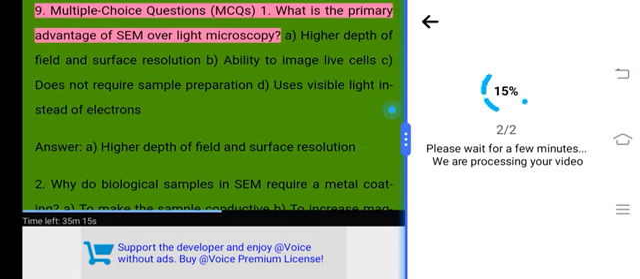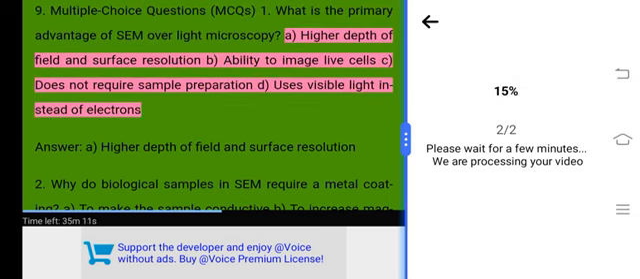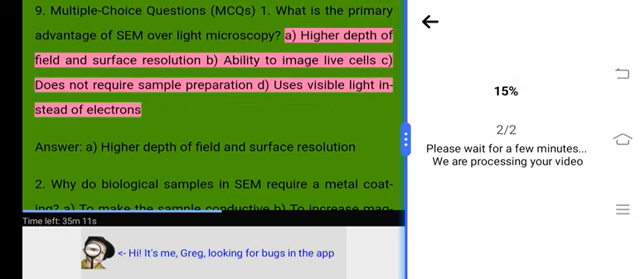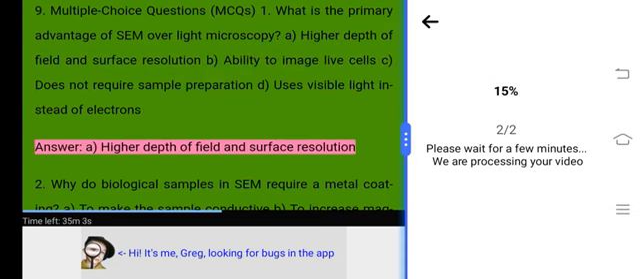9. Multiple choice questions. MCQ 1. What is the primary advantage of SEM over light microscopy? A. Higher depth of field and surface resolution. B. Ability to image live cells. C. Does not require sample preparation. D. Uses visible light instead of electrons. Answer. A. Higher depth of field and surface resolution.